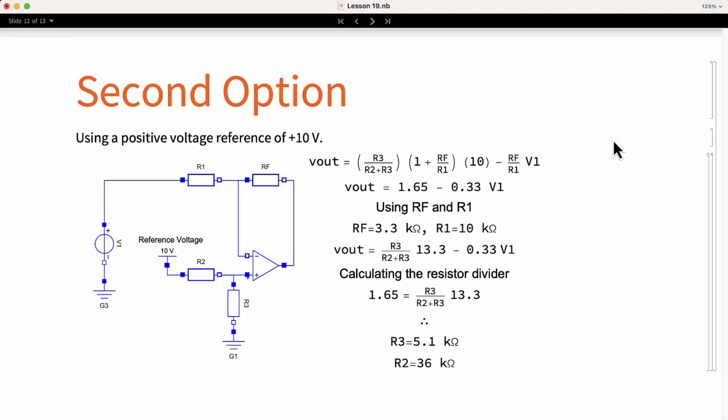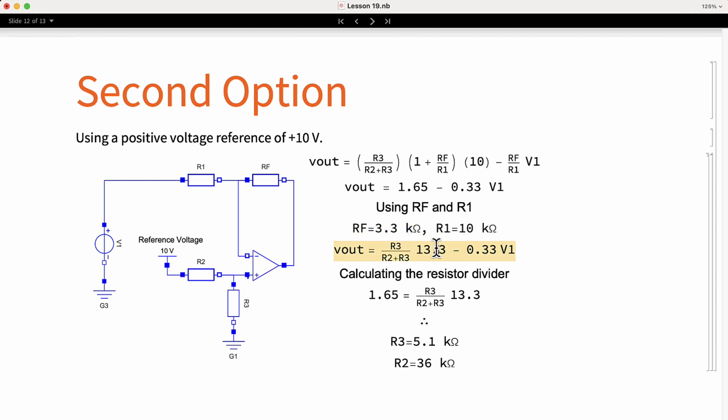Let's explore a second alternative for this circuit. If we use a positive voltage reference of 10 volts instead, we can use the subtracting configuration. In the first equation, you can see the formula for the circuit, and below, we can see the numeric formula that we are trying to achieve. Let's use the same values of RF and R1 from the previous example, since we know that these give us the exact scaling for the input. So RF 3.3 kilo ohms and R1 10 kilo ohms.